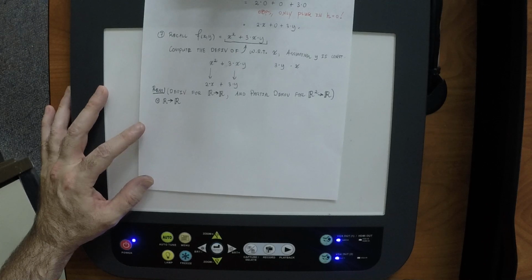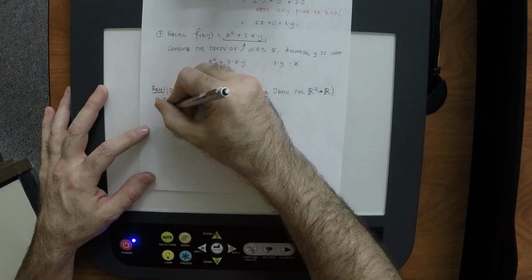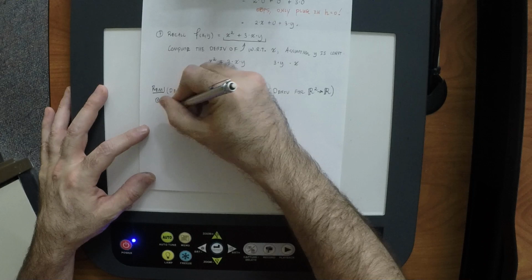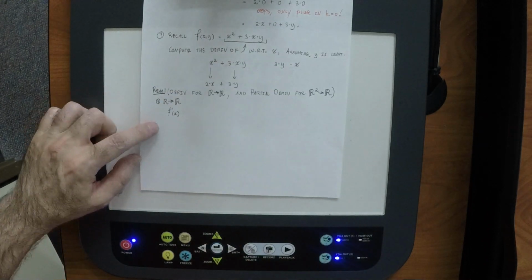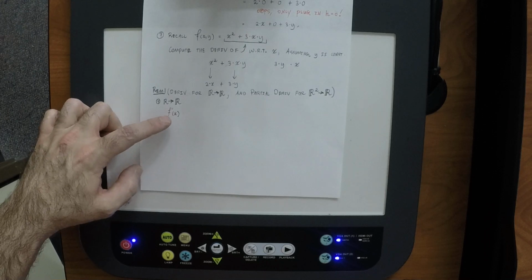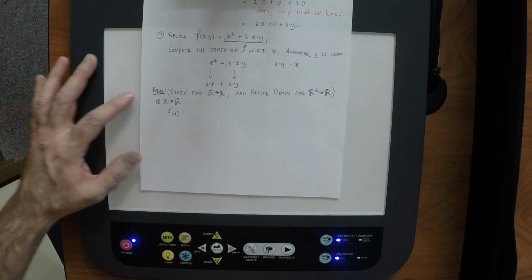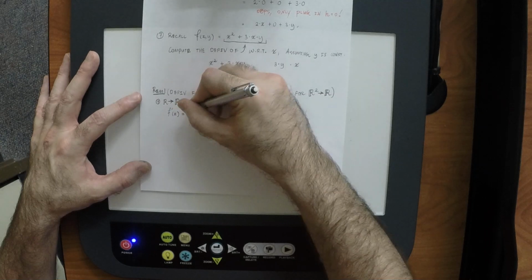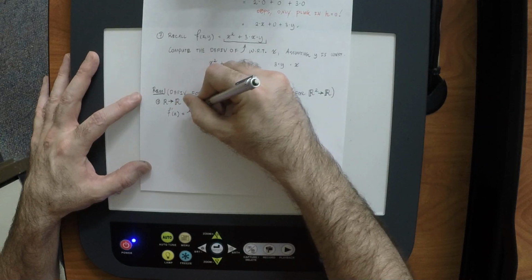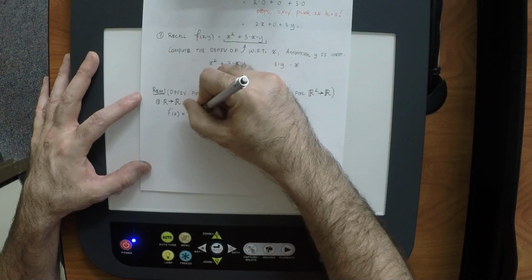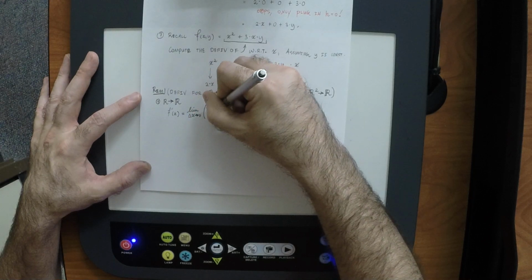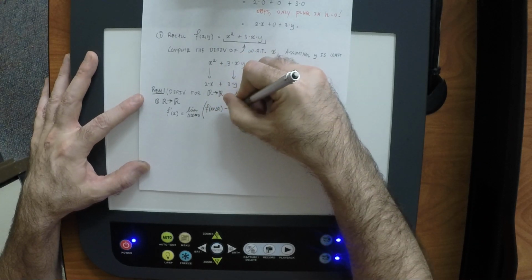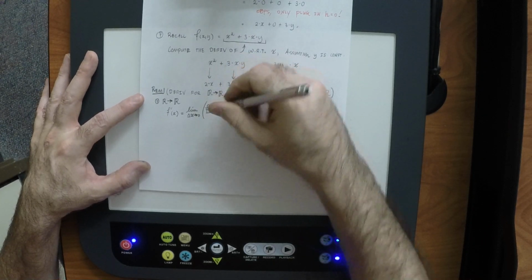So in particular, if we have a function f that's a function of a single variable x, then we can denote its derivative with a prime, f prime. And then its definition is that this is the limit as delta x goes to 0 of f of x plus delta x minus f of x over delta x.